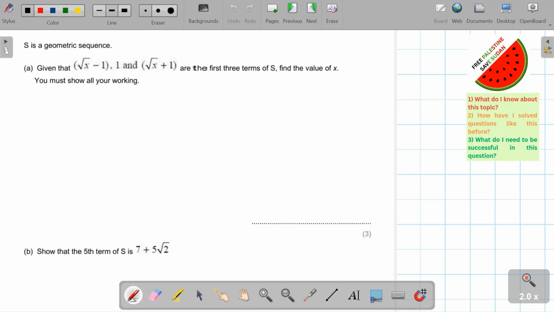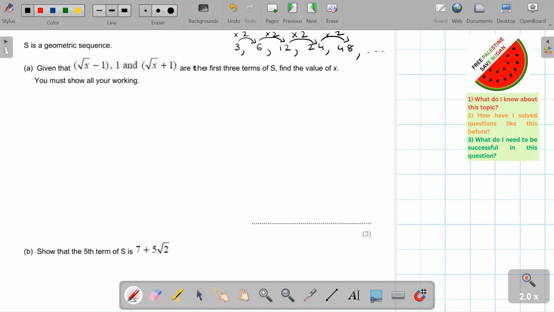Let's get started. So this question says S is a geometric sequence. Now before I carry on, I'll give you a lowdown on what a geometric sequence is. Suppose I have this number here 3, then I have 6, 12, 24, 48 and so on. Basically this is a geometric sequence. A geometric sequence is a sequence where to get from one term to the other, we multiply by the same number each time, or we divide by the same number each time. So this is an example of a geometric sequence.